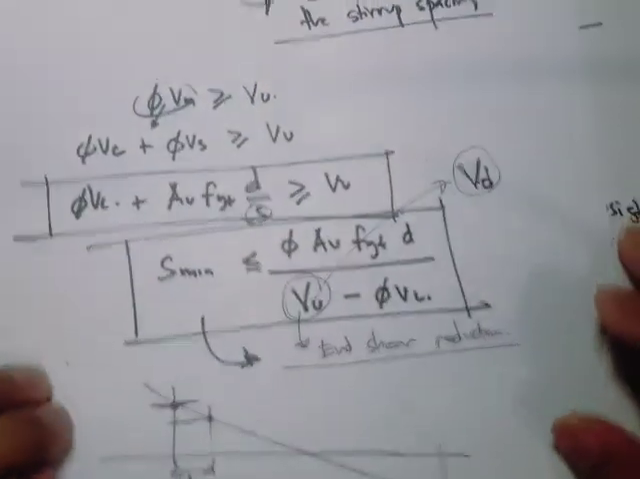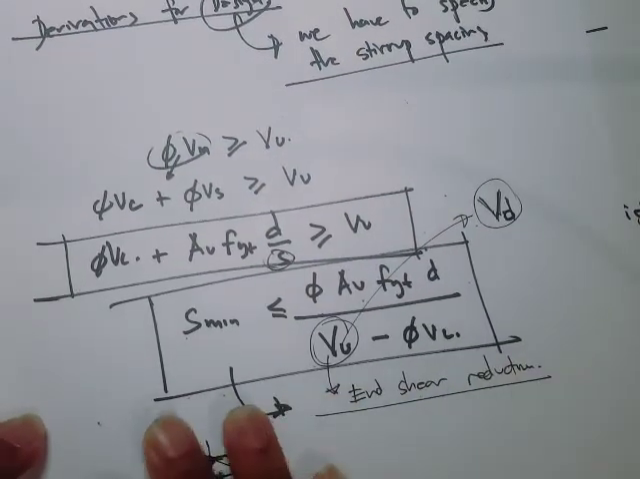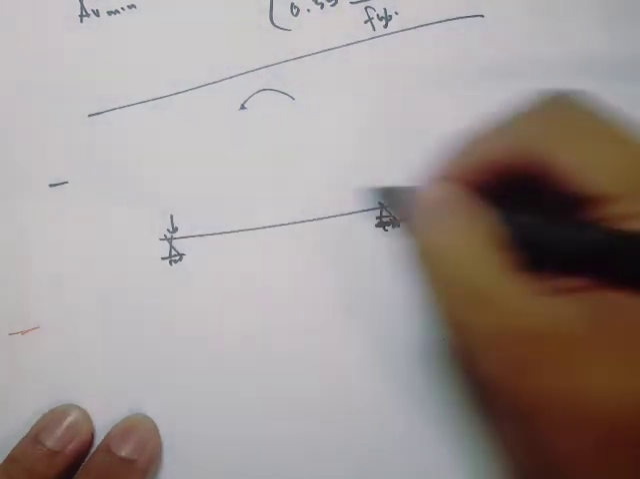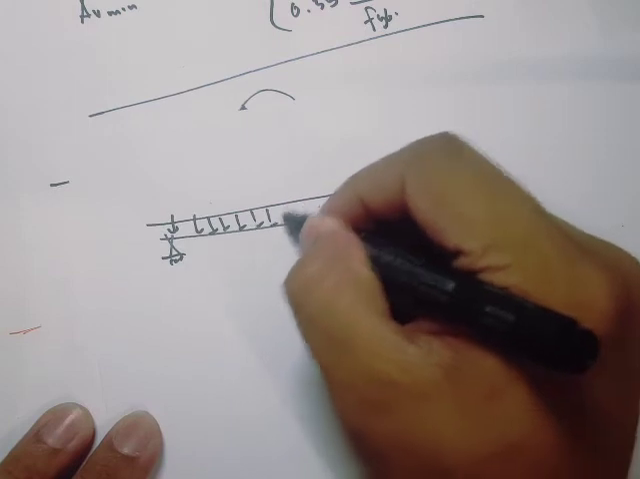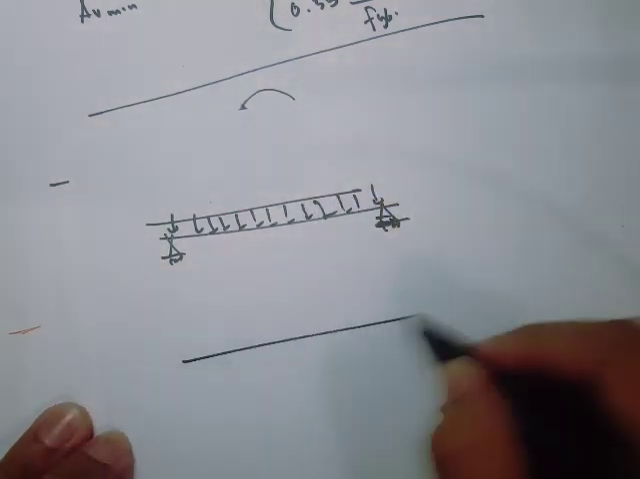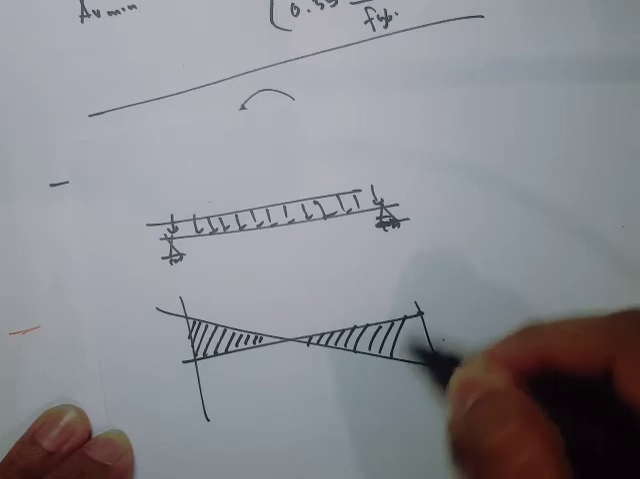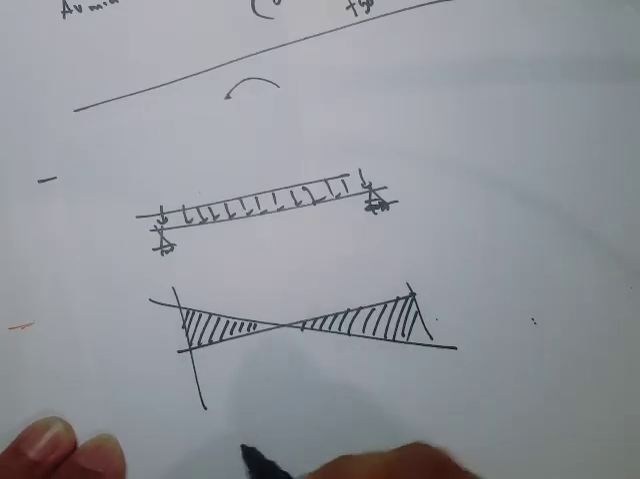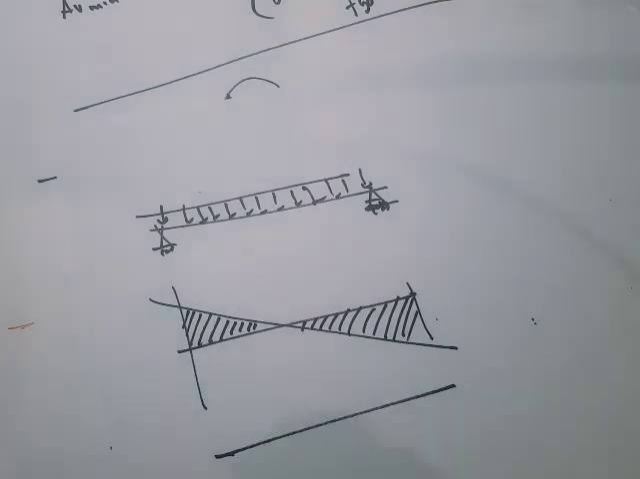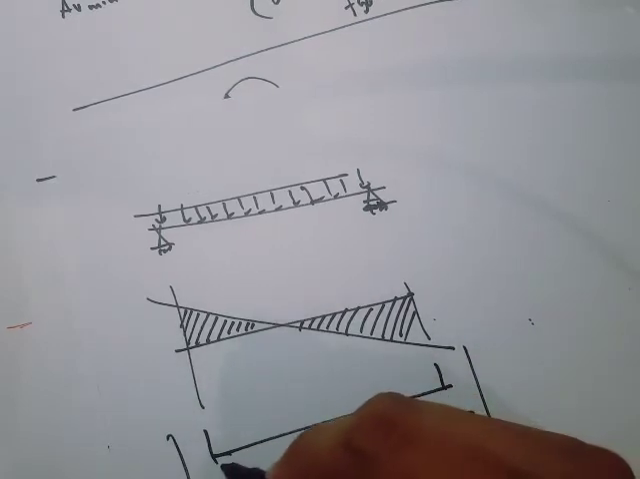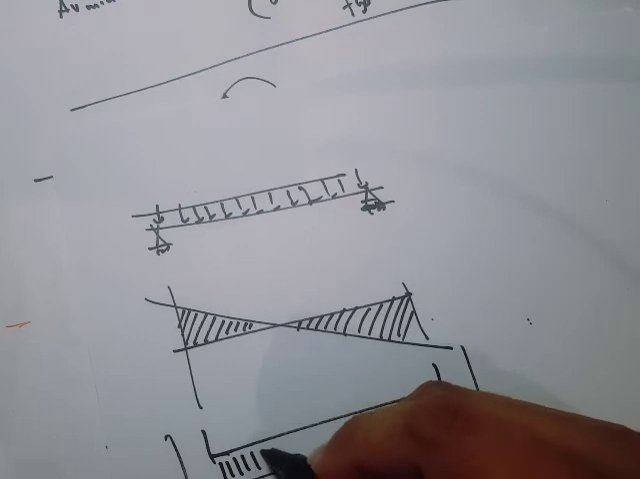Now, the question is, do we have to provide this minimum spacing all throughout the beam length? For example, we have a simply supported beam under uniformly distributed loads, and recall that we have this shear diagram. Are we going to put the stirrup spacing all throughout the length? Let's say this is our column or supports, and let's say we have this minimum spacing.